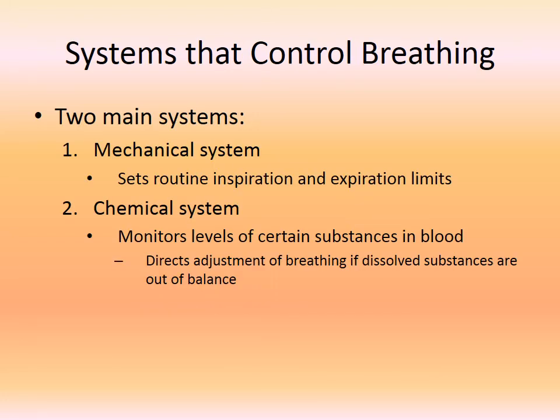So systems that control breathing, there are two main systems. There's the mechanical system, which sets routine inspiration and expiration limits. And then there's a chemical system, which monitors levels of substances in the blood. We talked a little bit about that, about the blood pH and CO2. So it directs the adjustment of breathing if dissolved substances are out of balance.